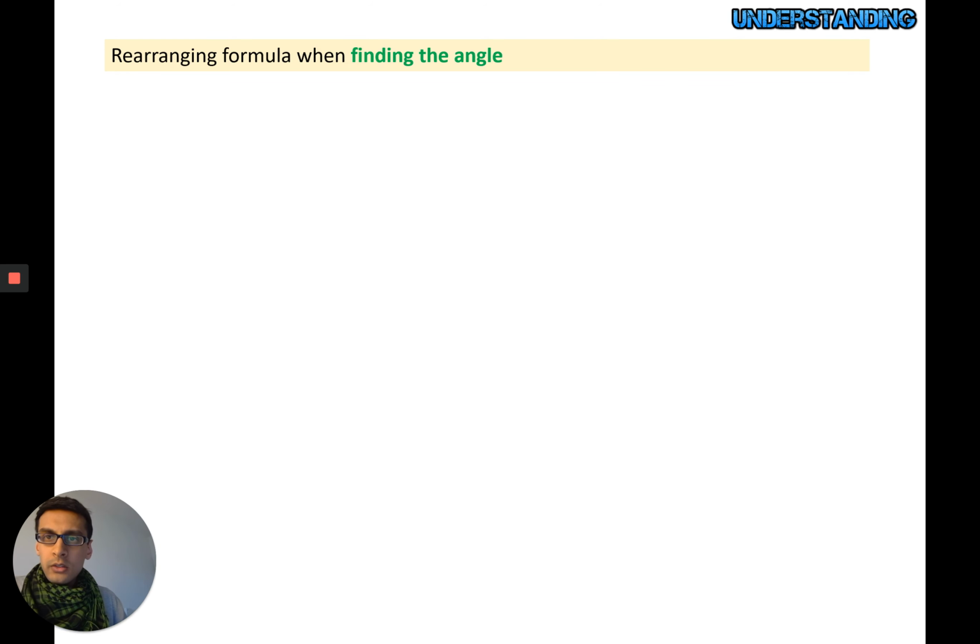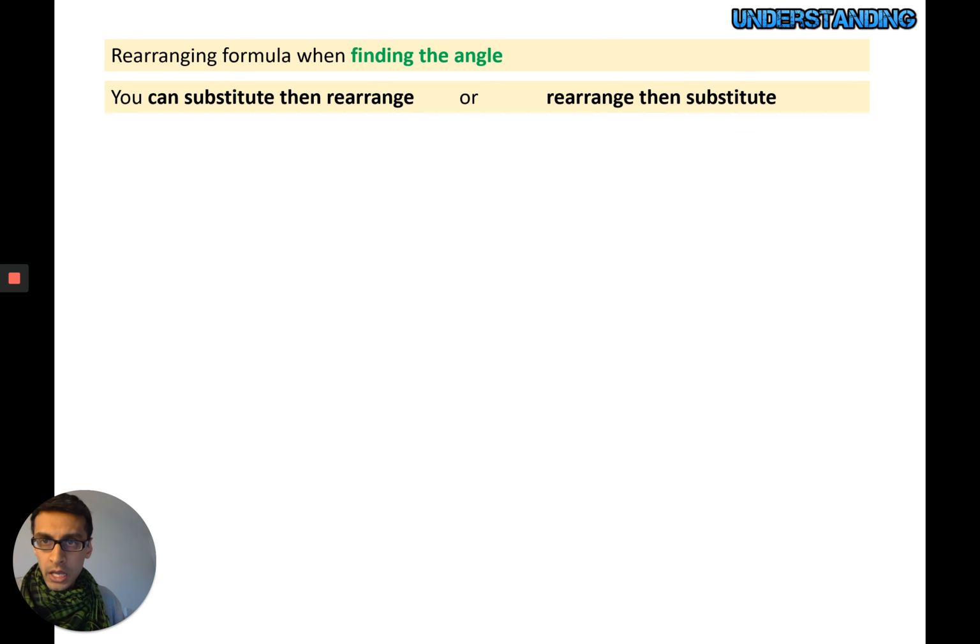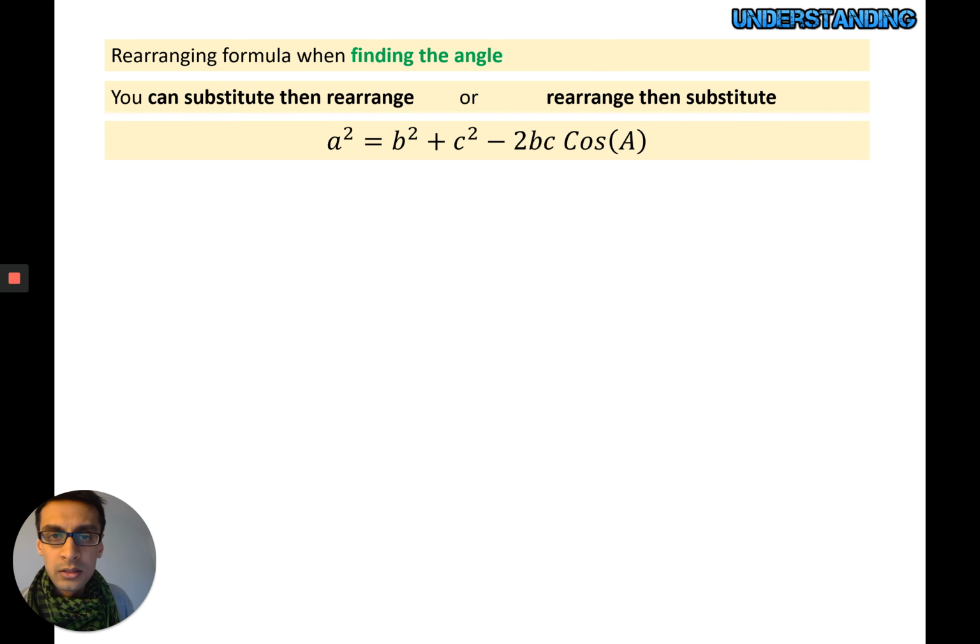Okay, so we're going to look at rearranging the formula to find the angle. With the cosine rule, you can either substitute straight away into the cosine rule, in which case the formula I'm about to show you might not be necessary, but I think it makes it easier to rearrange it and then substitute it. So this is the cosine rule formula.